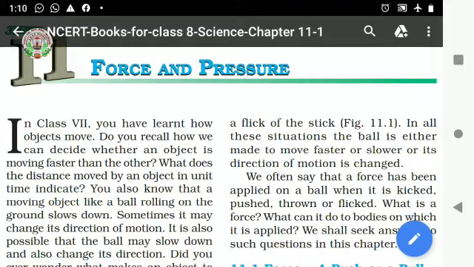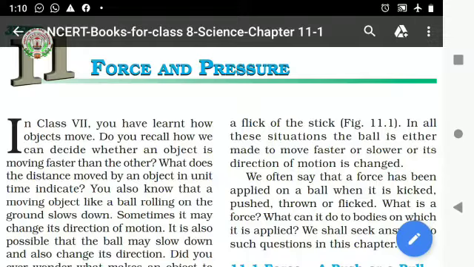Today, we are going to learn a new lesson, that is force and pressure. In this lesson, we will learn what is force and what are its effects.